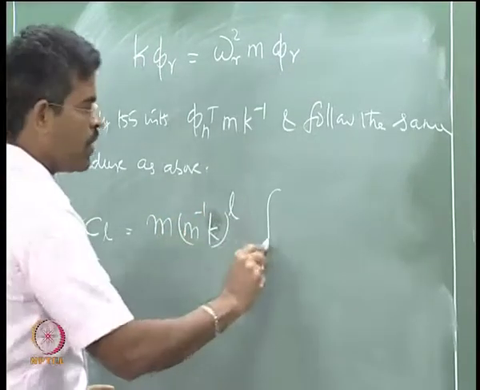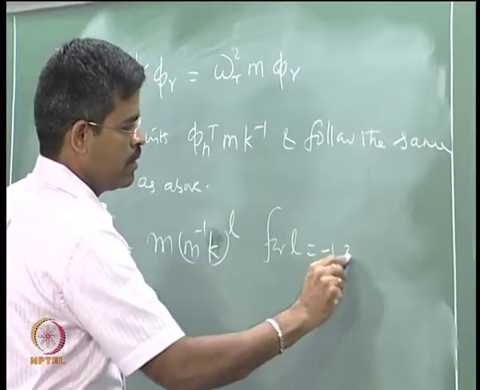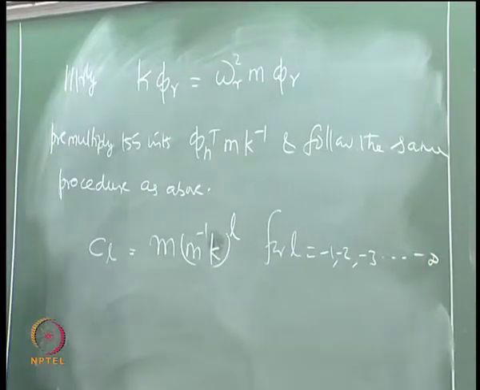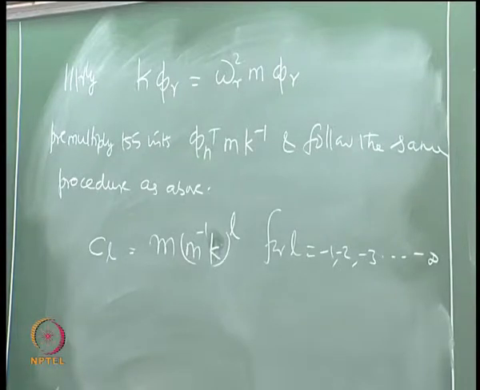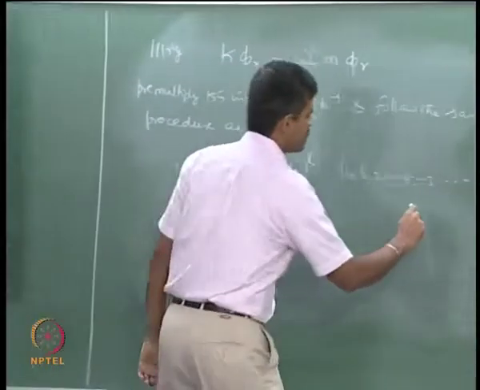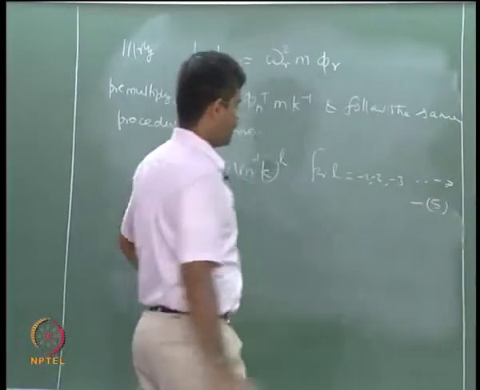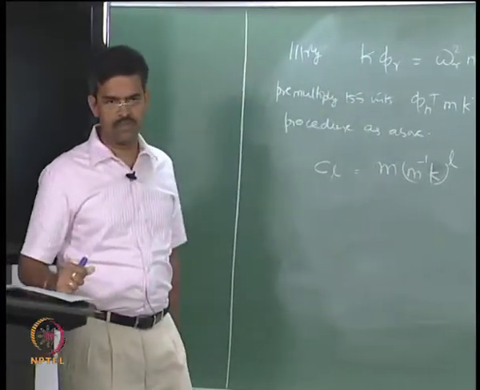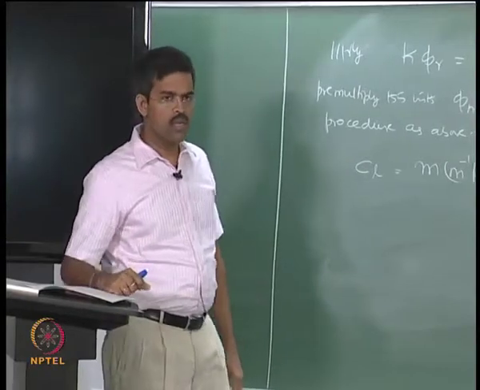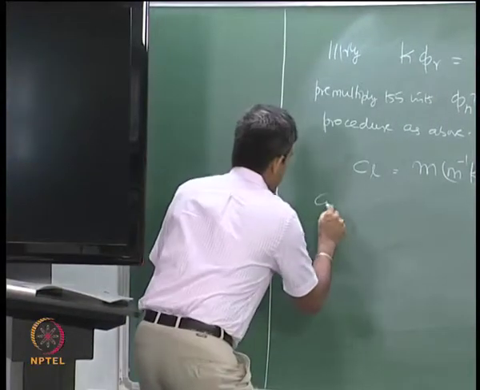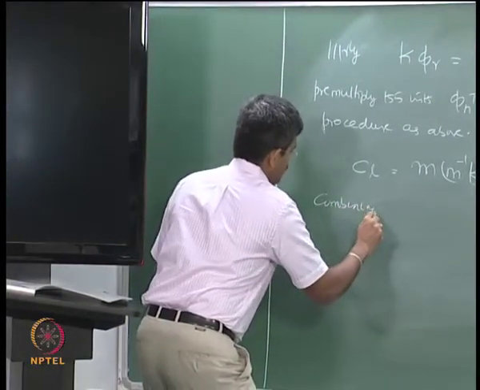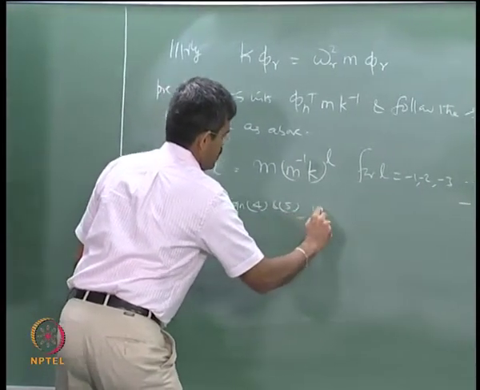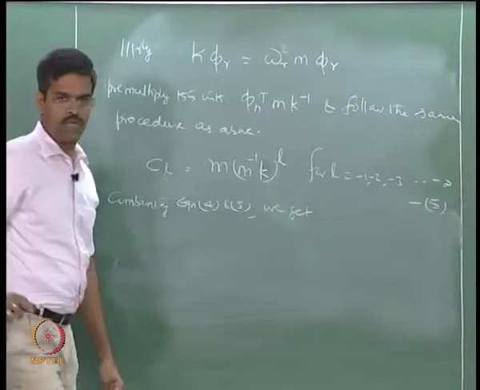Now, the values of L will be minus 3 like this, will go to minus infinity. I call this equation number 5. This is a very simple mathematical process, you can do that, you will get this equation. Now, you combine 4 and 5. Let us see what we get.